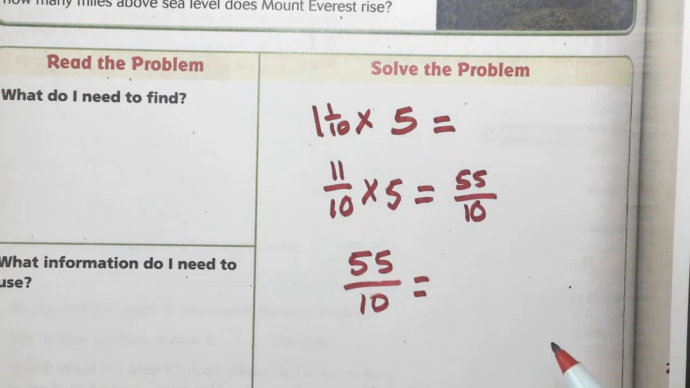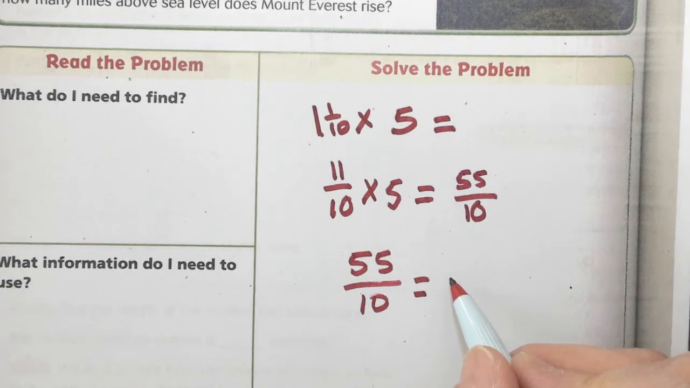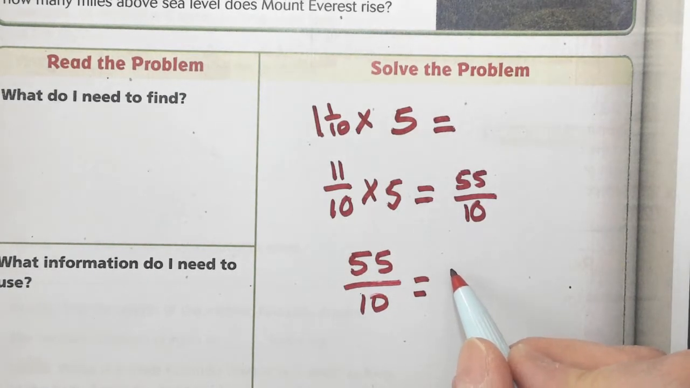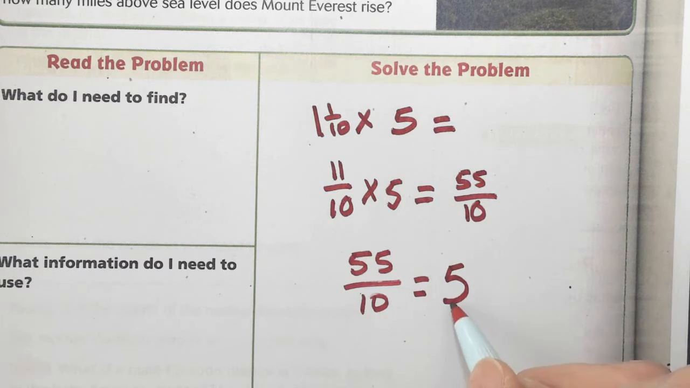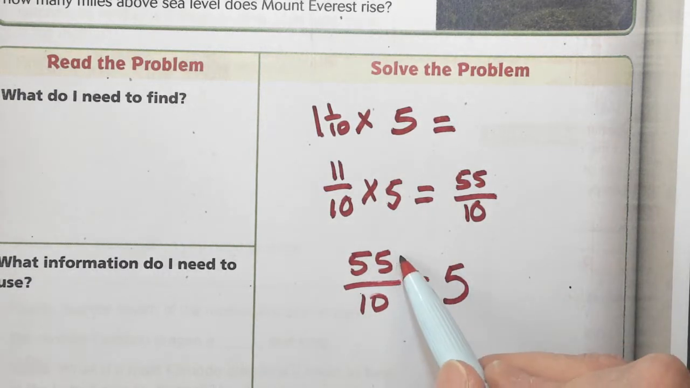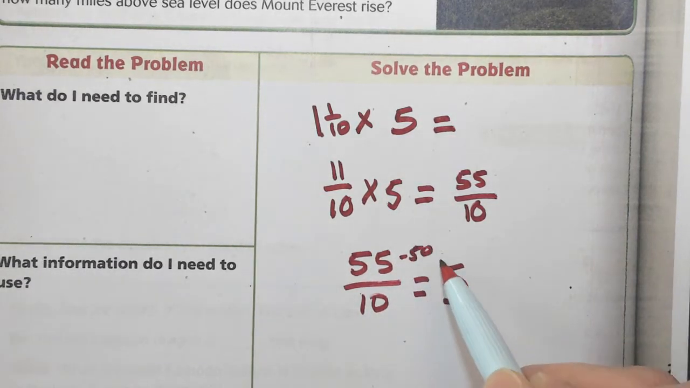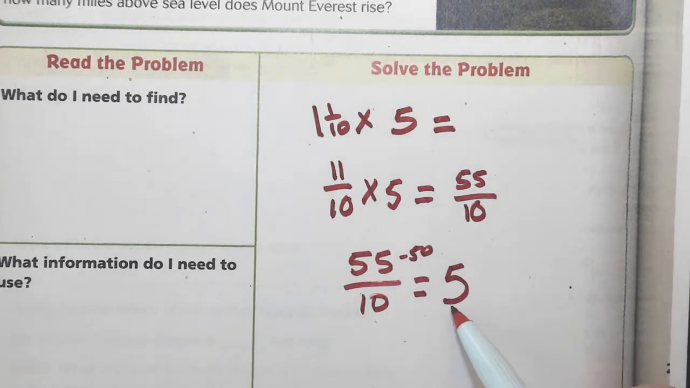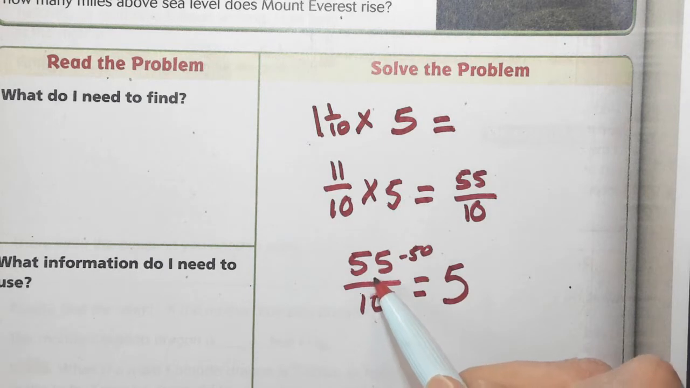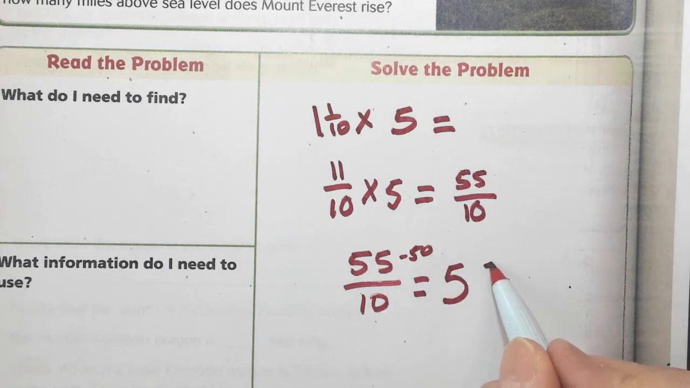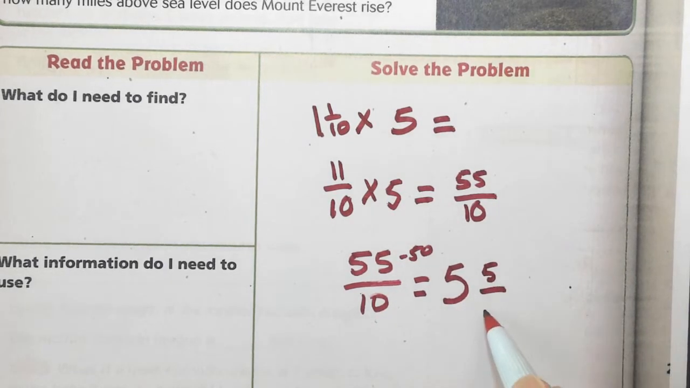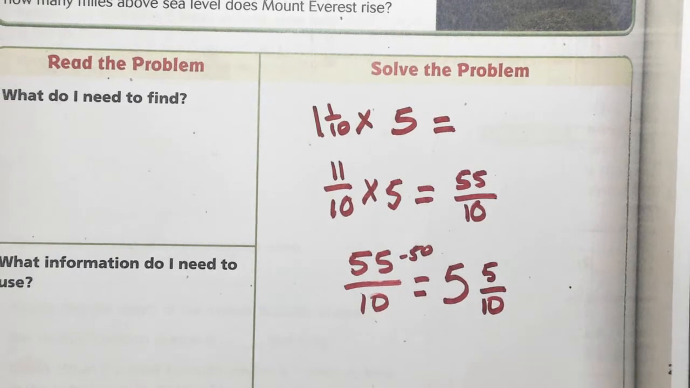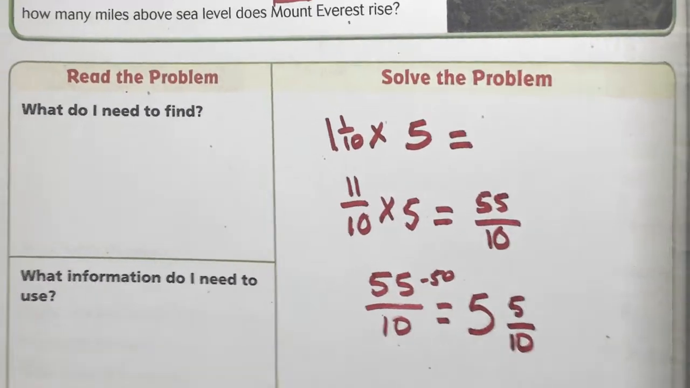How many 10s are in 55? 10 times what is close to 55? It's 5, isn't it? 5 times 10 is 50, so we know we have to take that 50 out because 5 times 10 was 50. We're removing it because we already put the whole number 5 here. 55 minus 50 leaves 5 in our numerator, 5/10. So our answer is 5 and 5/10.